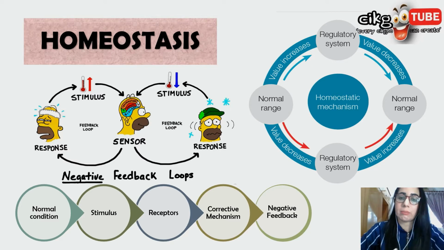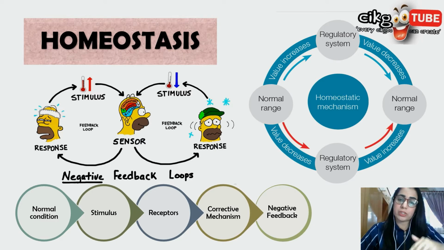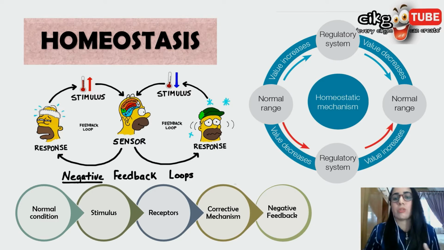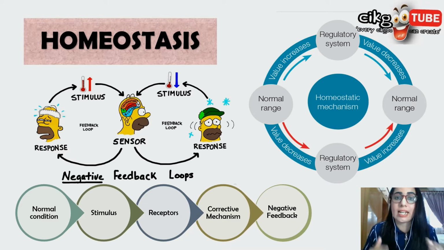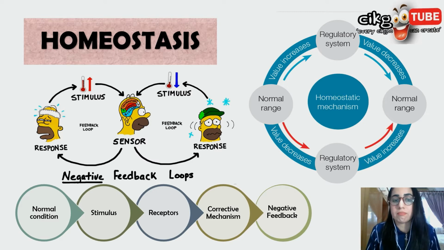So let's say the body temperature increases, it has to be regulated back to normal. If the blood pressure decreases, it has to be carried back into a normal range. That is the regulation that involves this negative feedback mechanism.